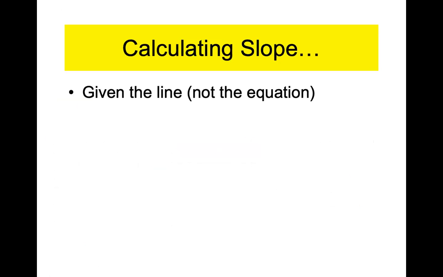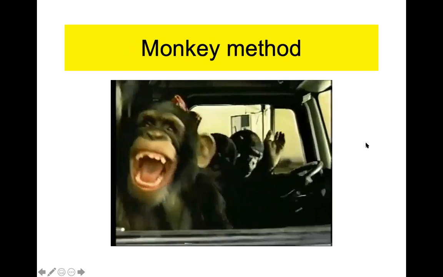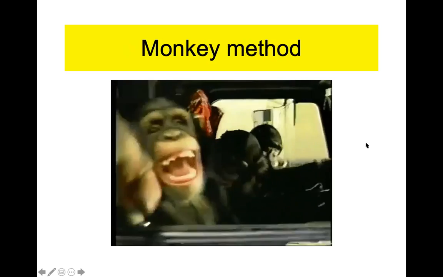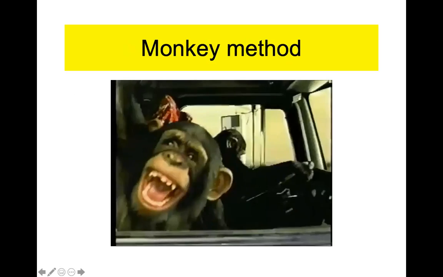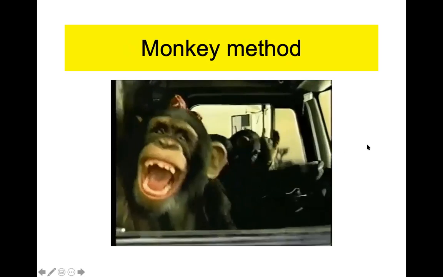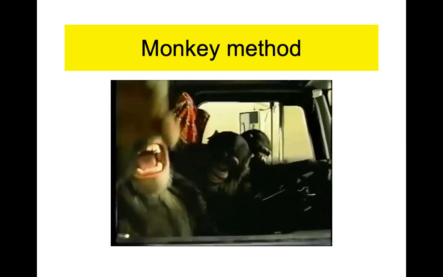And now I've got to do some proving things to you. All right. So I'm going to give you a line on a graph, and I'm going to ask you to calculate the slope. It's going to be the first thing they ask you to do tonight for homework, which is to calculate the slope. And since I probably taught you, I call this the monkey method. Why? Because I could probably teach a monkey how to do this. It's that simple.